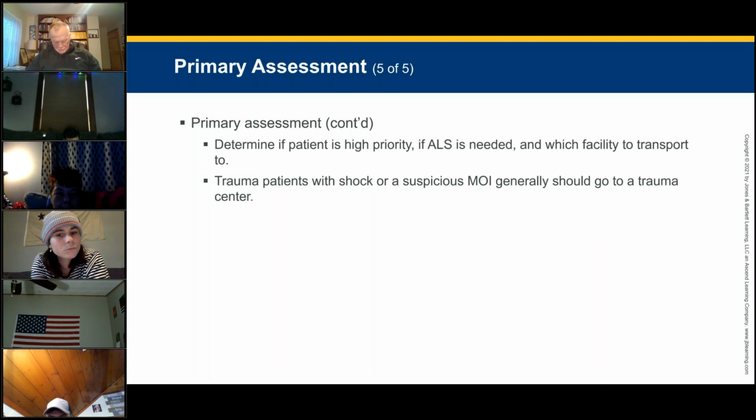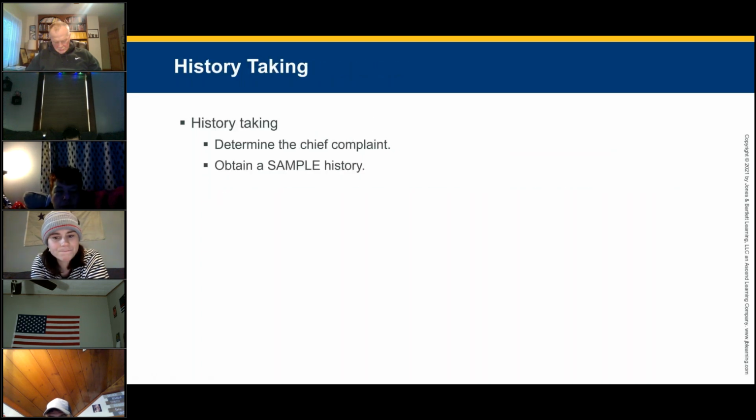You're going to want to determine whether the patient should be treated as a high priority, if you need ALS, and where you're going to transport to. After you've managed all your life threats, determine their chief complaint and obtain a sample history with relevant information.